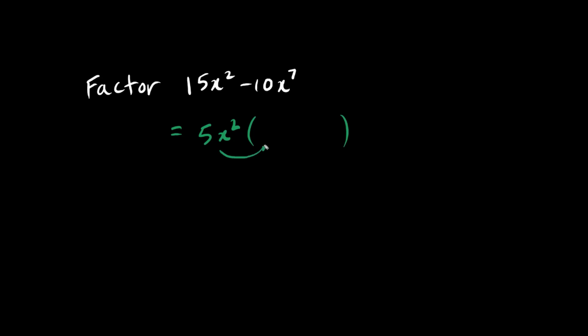5x squared times 3 becomes the first term. 5x squared times negative 2x to the 5 becomes the second term. 5 times negative 2 is negative 10, and for x squared times x^5, we add the exponents. 2 plus 5 is 7. So this here is the factored form.